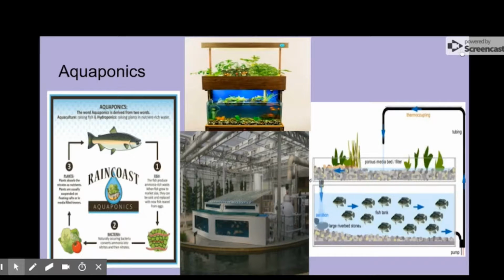This serves as an organic food source for the plants, and in turn, the plants naturally filter the water for the fish. It is the perfect example of fish and plants benefiting each other. It minimizes the drawbacks if both processes were carried out individually instead.